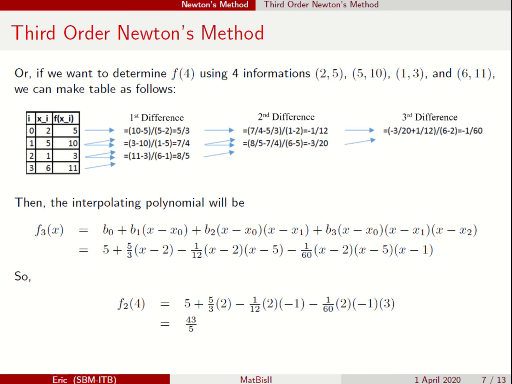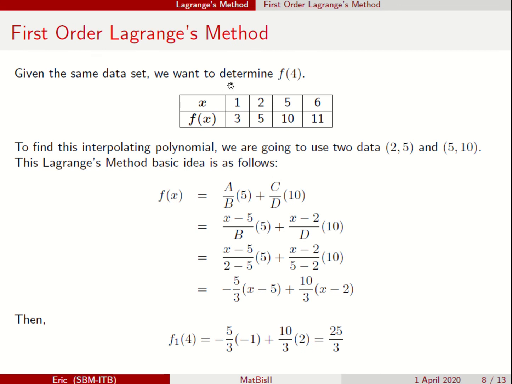Okay. And now we are going to talk about the last method, that is Lagrange's method. So we are given the same set of data, and we want to determine f4. First of all, we are going to use two data. If I have two data, I can just have a linear. So how can I make the Lagrange interpolating polynomial? I let f(x) equal a fraction times 5 plus a fraction times 10. So this fraction corresponds to the data 2, 5, and this term corresponds to the data 5, 10.